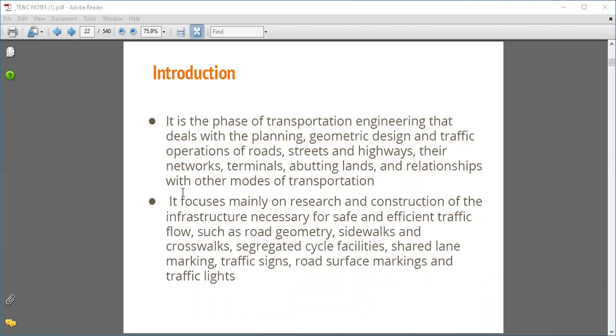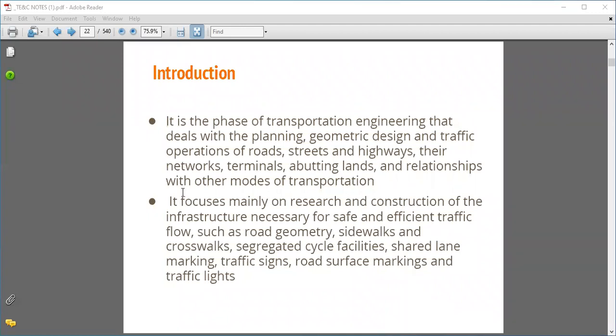connections, and only then can we move from one place to another. So that is one relationship with the other modes of the same network, for tunneling, for air transportation, for water transportation. So the geometric design, planning, and traffic operations of routes, all these parts come under traffic engineering, the main phase of transportation engineering.